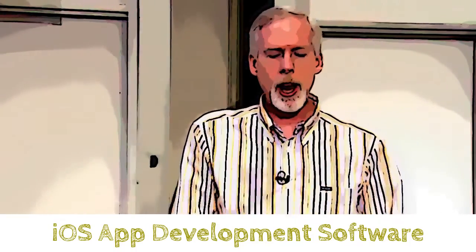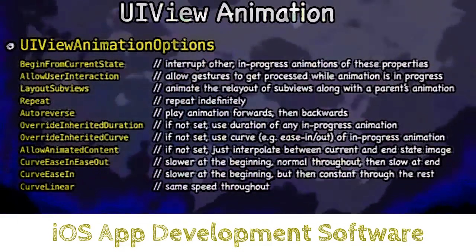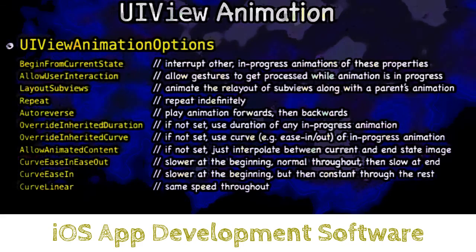And then you can see things like allow user interaction. Do you want to allow gestures to happen in this view while it's in flight? Sometimes that makes sense, sometimes not. Down at the bottom, you see those curves, curve ease in, curve ease out. Sometimes when you move a view across screen, you don't want it to just up and move.